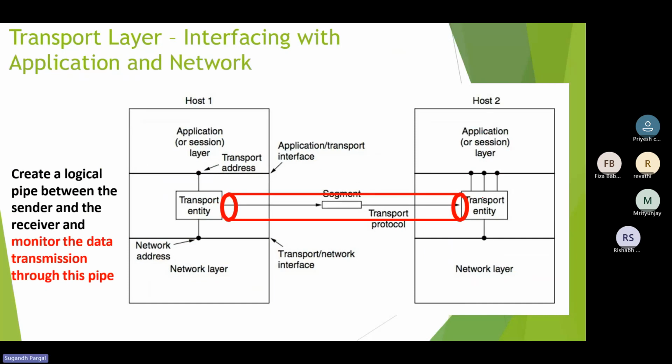So once we have identified the exact port to which it needs to send and the IP address of the machine that is host 2, then we create a logical pipe between the sender and the receiver on the transport layer, which monitors the data transmission through the pipe. So through this pipe only, we are able to send the segments from the transport layer using the transport protocol.